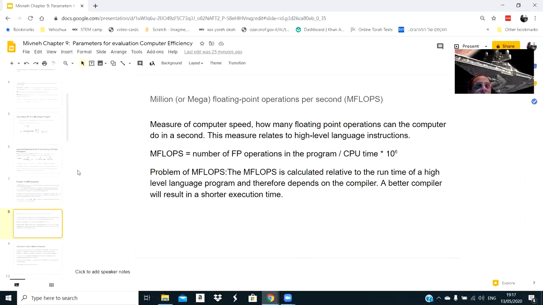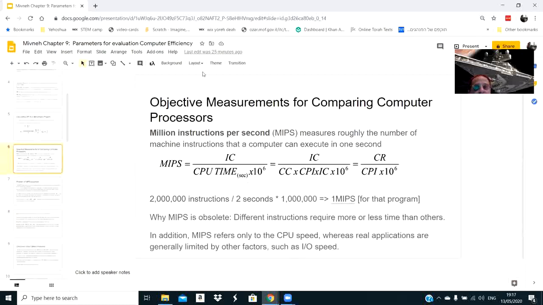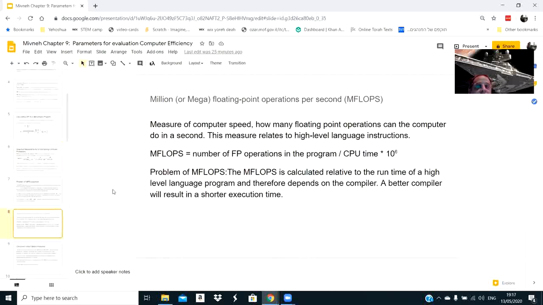Before, when we were talking about instructions, we were talking about assembly instructions. We were talking about how many assembly instructions. Now we're talking about a high-level language. How many times I asked for a multiplication of two floats, and then I ran a loop on that. So we're talking about a high-level language.